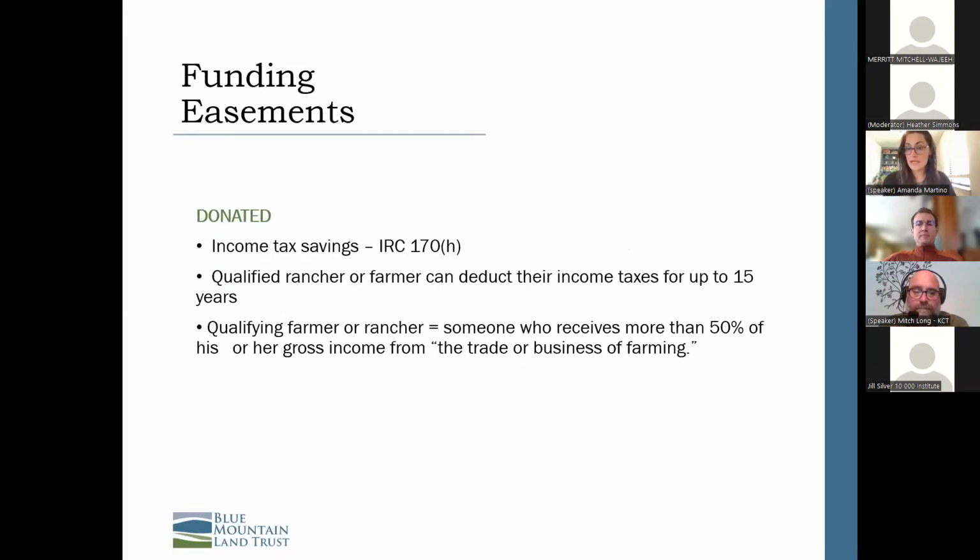Easements can also be donated. The landowner can donate the value of the easement where they don't receive any funds, but they can take a tax deduction under that Internal Revenue Code provision that we identified earlier. There are additional income tax benefits for farmers and ranchers. So if you are a farmer or rancher, meaning you earn 50% or more of your income from farming or ranching, you can take this tax deduction and extend it for up to 15 years.